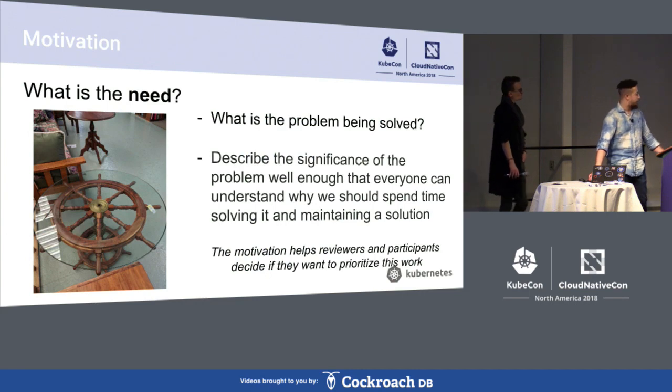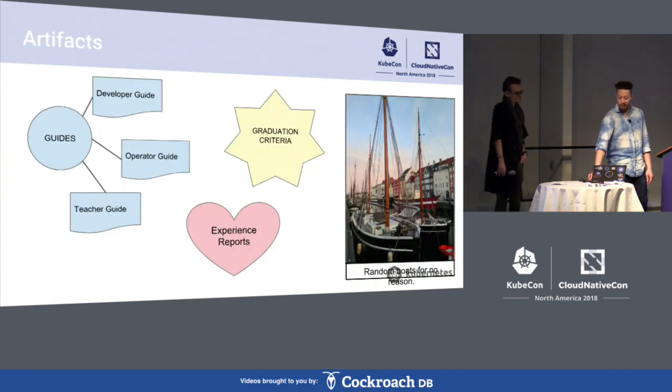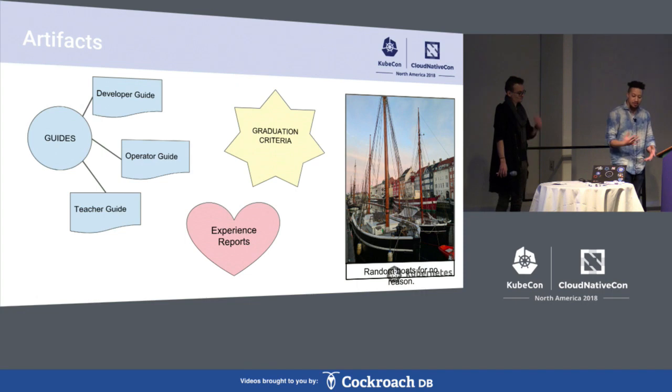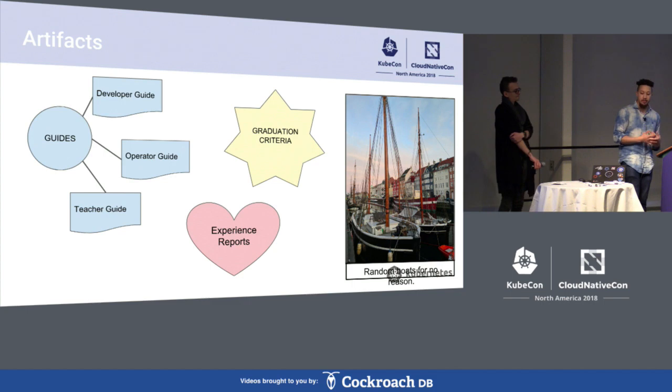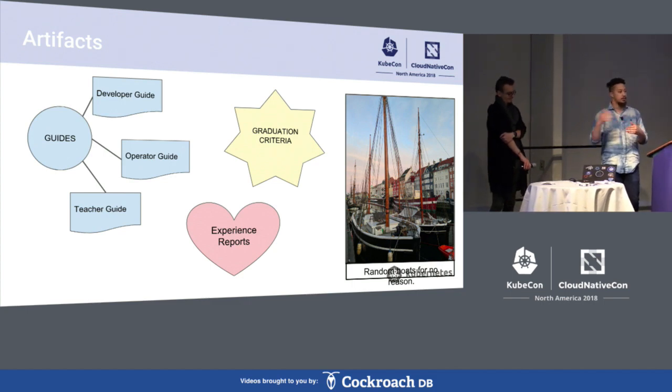So we've gone over motivation. I'll not bore you with that again. But these are some of the artifacts that we're talking about, the graduation criteria I was alluding to. So what does it mean for this feature that's being developed, or this enhancement that's being developed, to move from alpha to beta to stable, right?